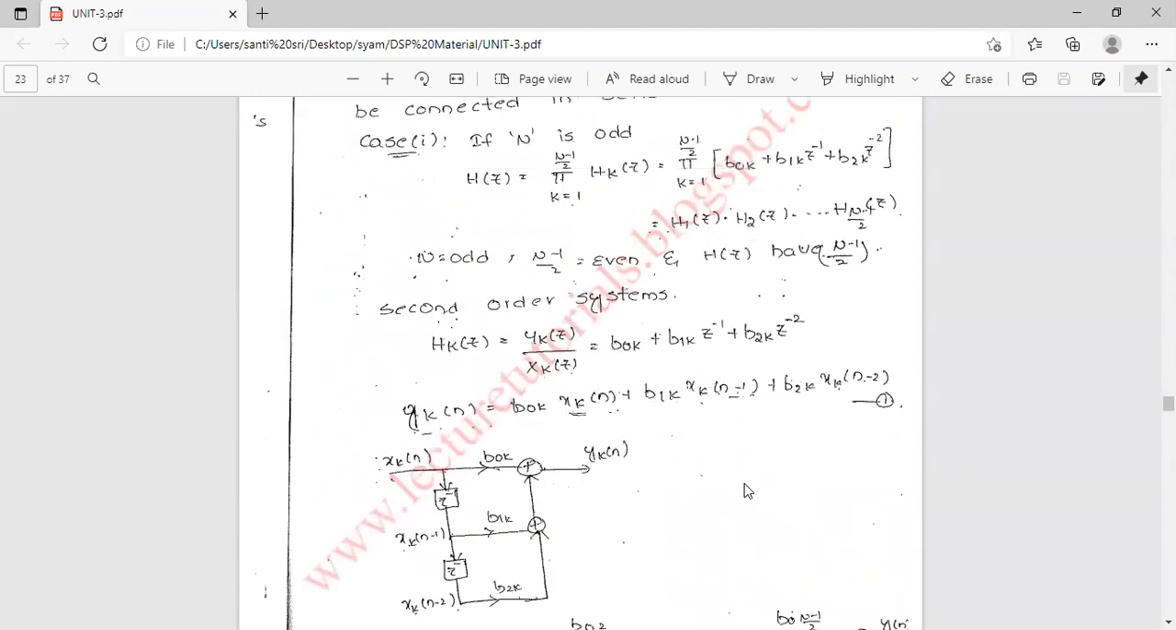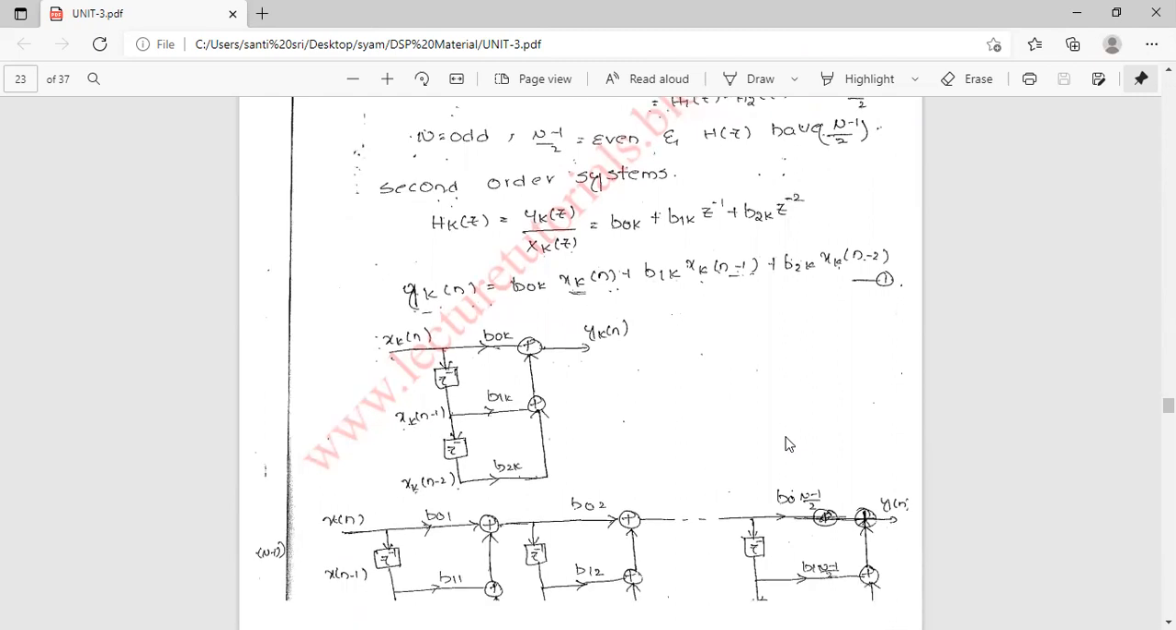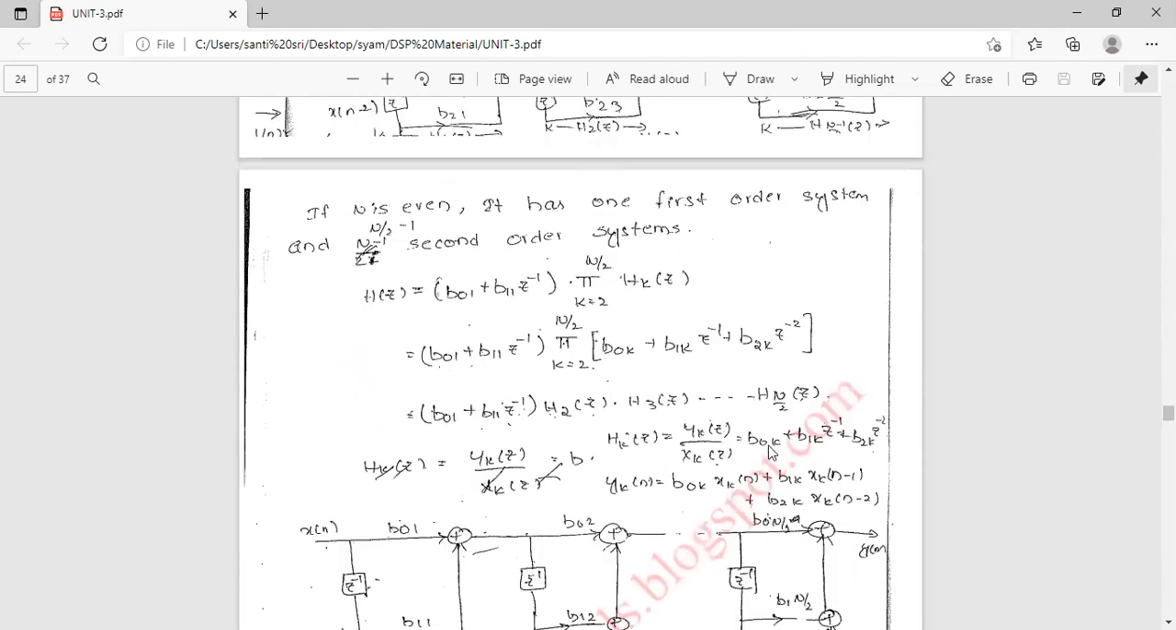Whereas for n odd, we only have second order systems. So for n even, one first order system and the remaining second order systems. So b01 plus b11 z power minus 1, into the product for k equal to 2 to n by 2 of b0k plus b1k z power minus 1 plus b2k z power minus 2. This is one first order system and the second order systems. Then it will become b01 plus b11 z power minus 1, into H2(z) into H3(z) up to H(n by 2)(z).